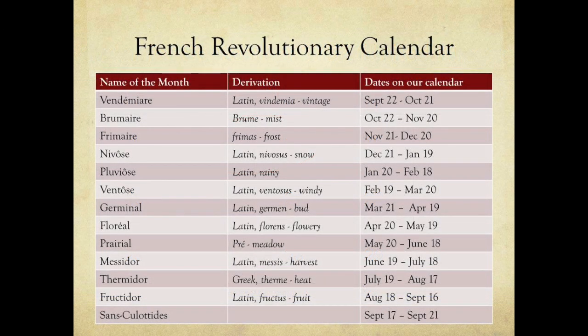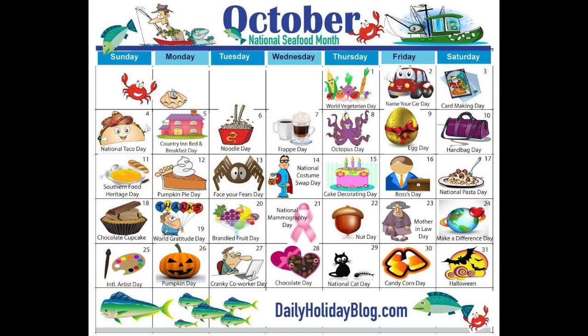Now, the French revolutionaries decided to have their own calendar. They didn't like the religious nature of the names of the months and the days, so they substituted new months with names from nature, like snow and rain and wind. But that calendar didn't last, and Napoleon got rid of it.